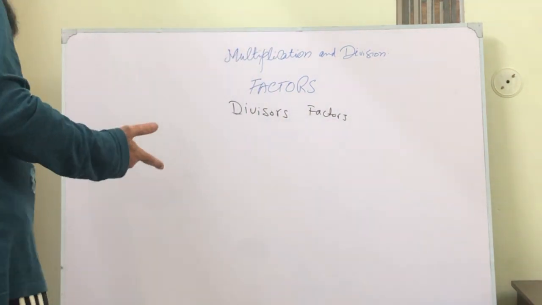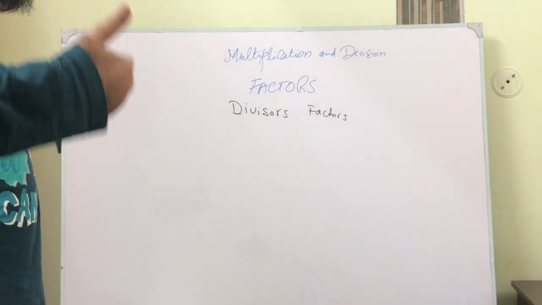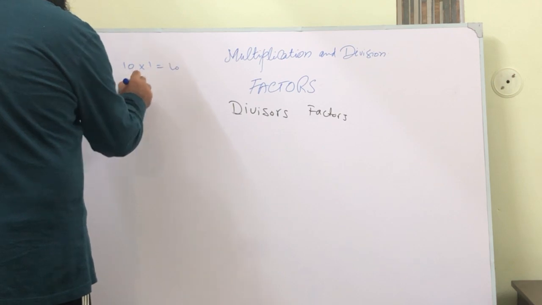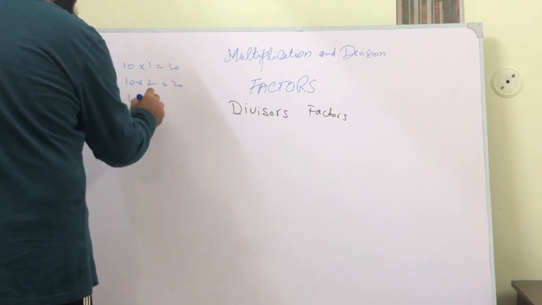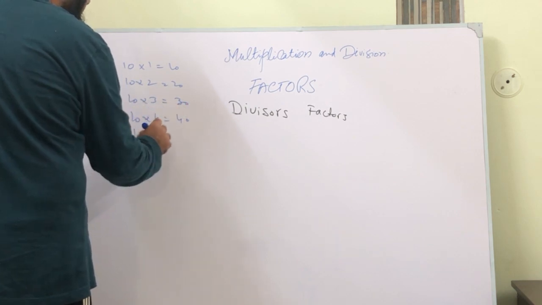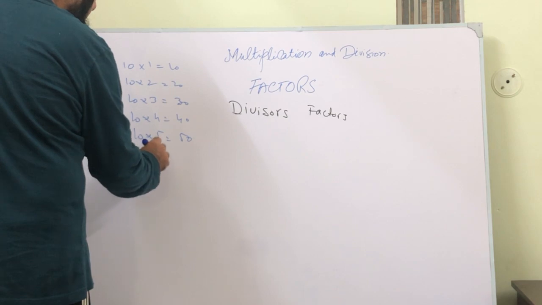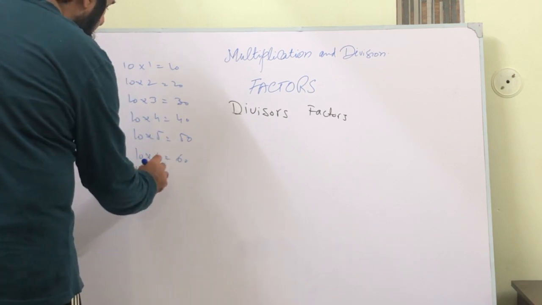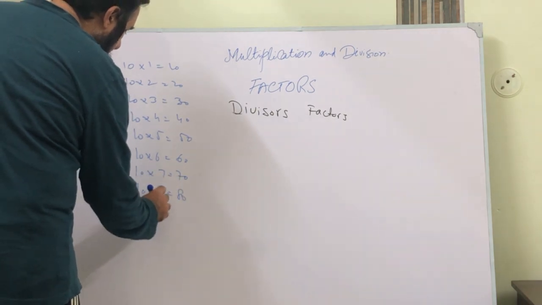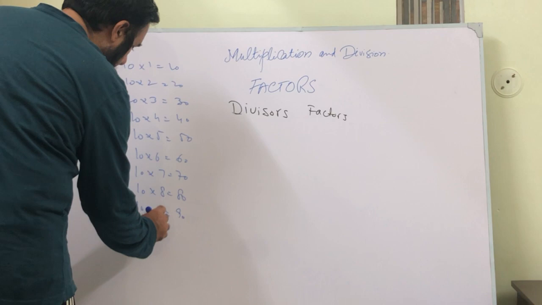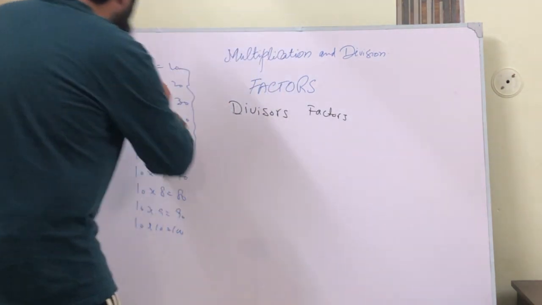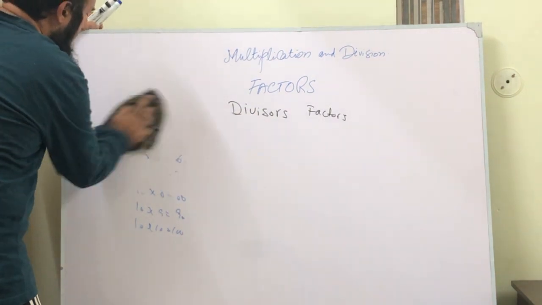Similarly, the table of 10 is very easy. 10 ones are 10, 20, 30, 40, 50, like this. See, the table of 10 is very easy. 10 twos are 20, 10 threes are 30, 10 fours are 40, 10 fives are 50, 10 sixes are 60, 10 sevens are 70, 10 eights are 80, 10 nines are 90, and 10 tens are 100. There is a gap of 10. Okay, so you can easily memorize the table for number 10.